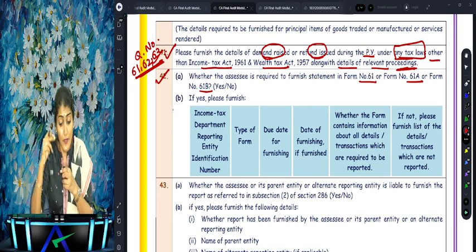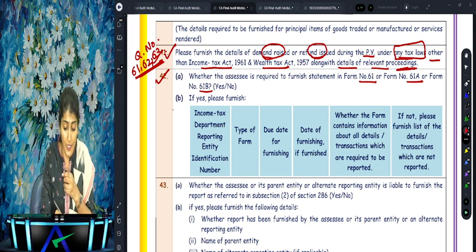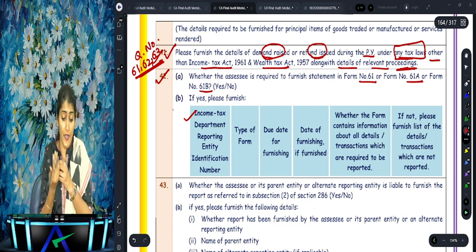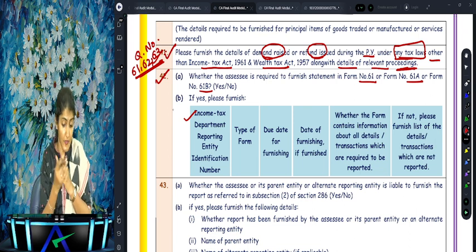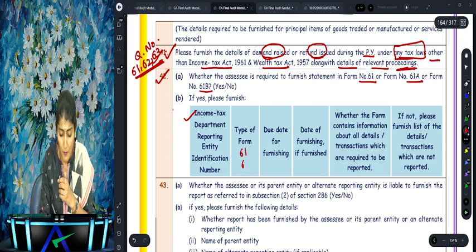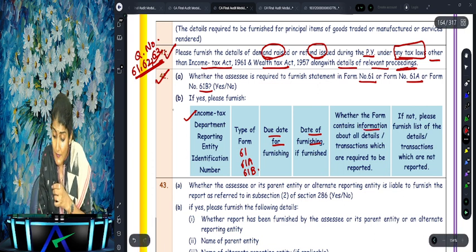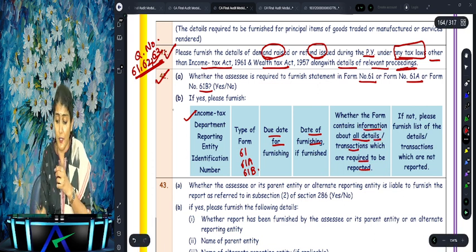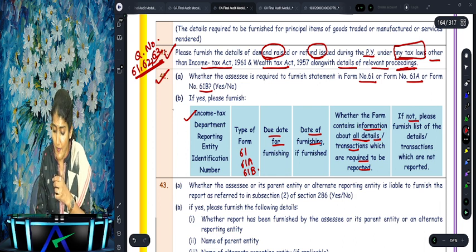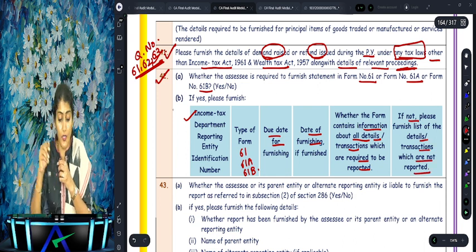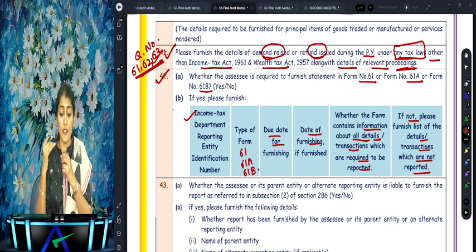If yes, then what does it say? Please furnish the income tax department reporting entity identification number. Then the type of form. What could be the form? 61, 61A or the 61B. Then the due date of furnishing, the date of furnishing. Then whether the form contains all the information about all details and transactions which are required to be reported. And if not, then the details of transactions which are not reported, right?